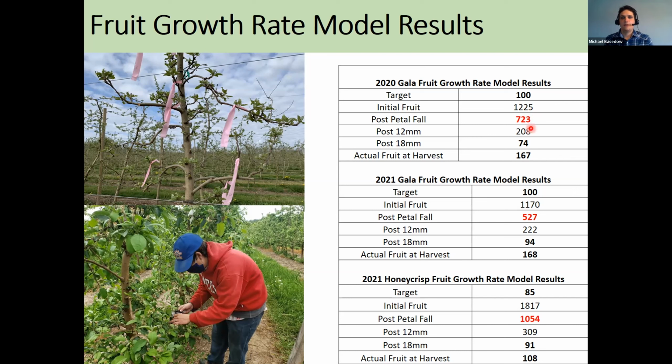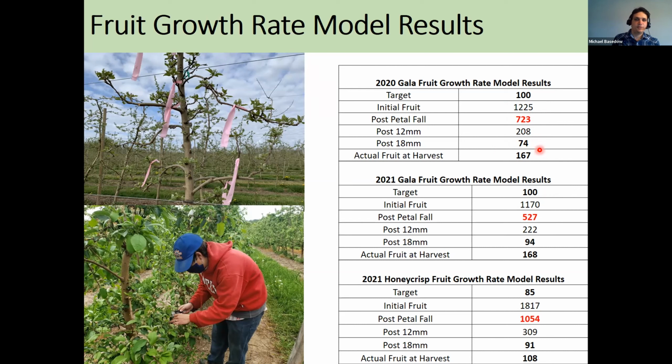Following that post petal fall application, the model was predicting that we had 723 left. So that tells us that thinning with ATS alone was not doing the full thinning job that we needed. So we put on those additional applications. And by the end of thinning, the model was predicting that we had about 74 fruit per tree. And at harvest, we actually had about 167 fruit per tree.